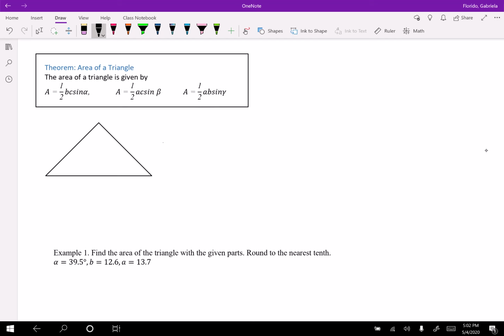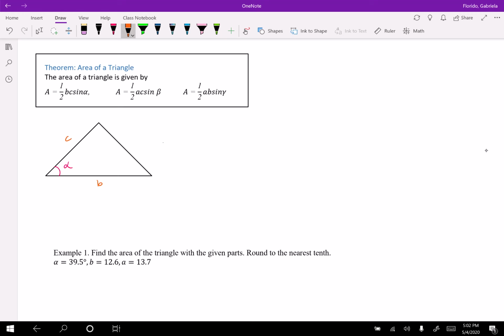And so here I have, it looks a little bit like it's a 90-degree triangle, but this is just an obtuse triangle here. And so let's try to find the area of this triangle here. So let's suppose that we're given alpha, we're given little b, and we're given little c. Okay, so I'm going to try to prove the first formula that we have here. A is equal to 1/2 b times c sine of alpha.